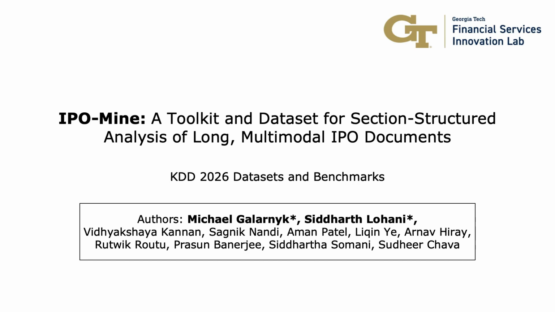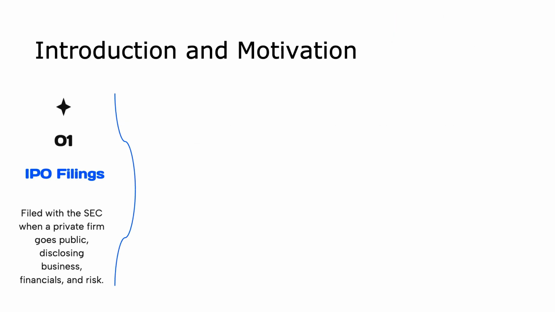In this video, we will go over our paper IPO-Mine, a toolkit and dataset for section-structured analysis of long, multimodal IPO documents. To begin trading on public markets, a company must file an initial public offering, abbreviated IPO, with the SEC, disclosing detailed information about its business operations, financial condition, and risk exposure.